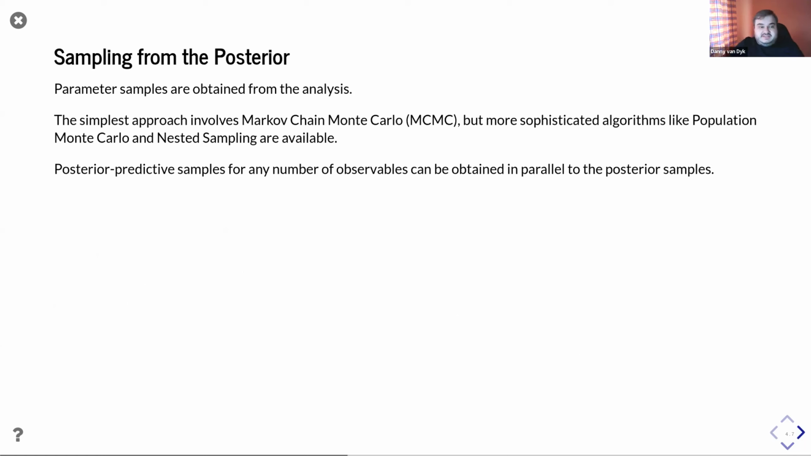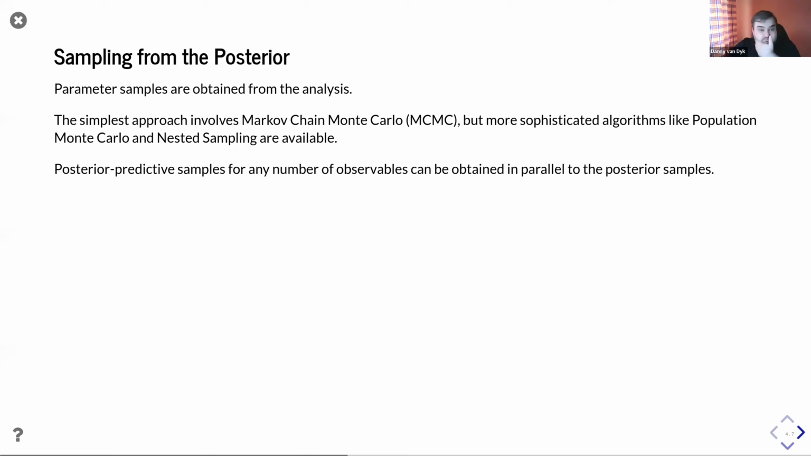The parameter samples that we obtain will require some Monte Carlo sampling. The simplest approach that EOS provides involves Markov chain Monte Carlo sampling, so Metropolis-Hastings, but more sophisticated algorithms like population Monte Carlo and nested sampling are available, i.e. the interface to external software that implement these algorithms is available. So we're using the PyPMC package for MCMC and population Monte Carlo, and we're using Dynesty for nested sampling.